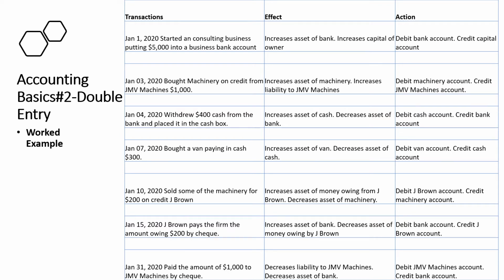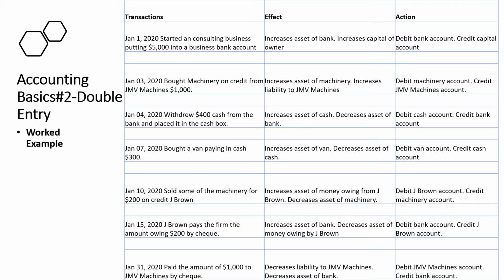January 10th. Sold some of the machinery for $200 on credit to J. Brown. Here we increase asset of money owing from J. Brown, and decrease asset of machinery. Action: debit J. Brown account, credit machinery account. January 15. J. Brown paid the firm the amount owing, $200, by check. Here increases asset of bank, decreases asset of money owing by J. Brown. Action: debit bank account, credit J. Brown account.